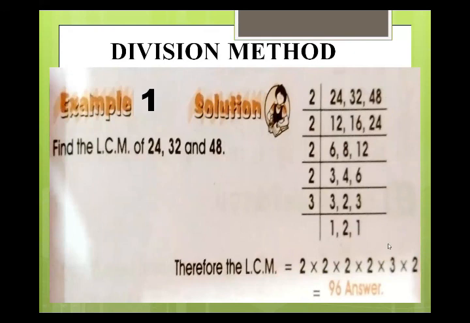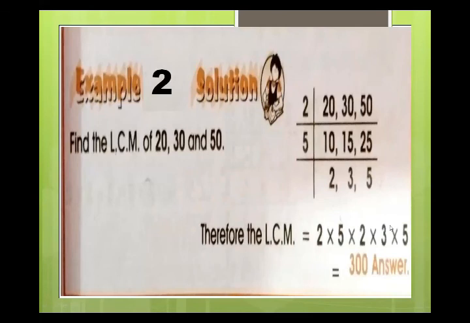Okay. Now we discuss another example related to this. Here you see another example. In this example, you have to find the LCM of 20, 30 and 50. Similarly, you find any divisor that divides all three numbers at a time. Here you see that 20, 30 and 50 are all divisible by 2. If we divide 20 by 2, the answer is 10. If we divide 30 by 2, the answer is 15. If we divide 50 by 2, the answer is 25.